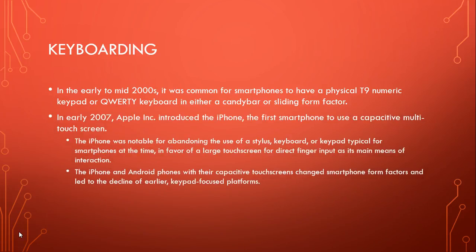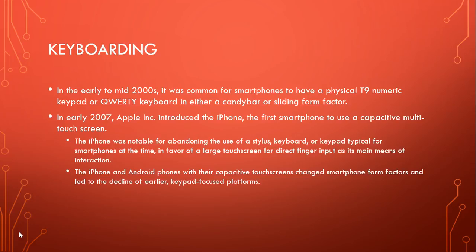However, in early 2007, Apple introduced the iPhone, which was its first smartphone to use a capacitive multi-touch screen. Remember, we talked about capacitive versus resistive screens in our last lesson. Apple's the one really trying to push capacitive screens. Now, the iPhone was notable at the time when it came out for abandoning the use of a stylus, a keyboard, or keypad, typical for smartphones at the time.